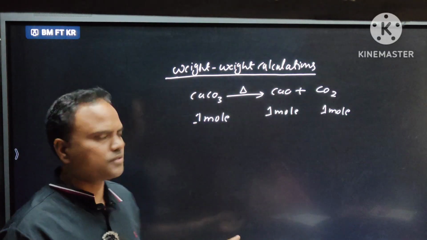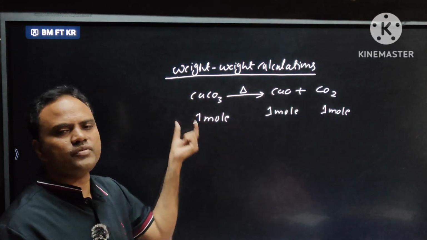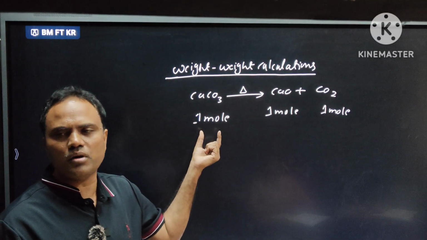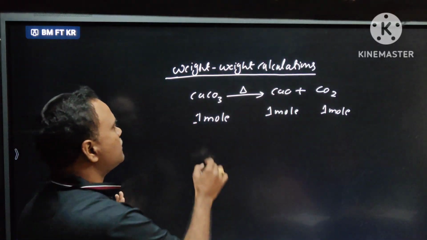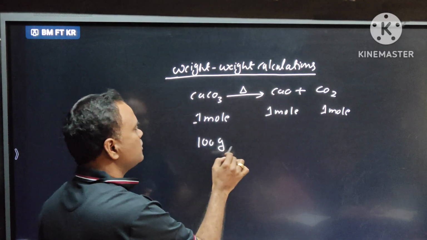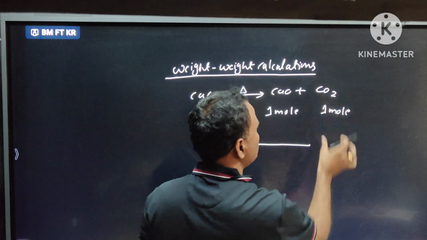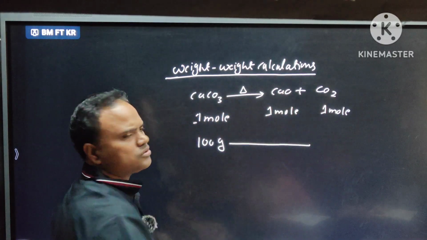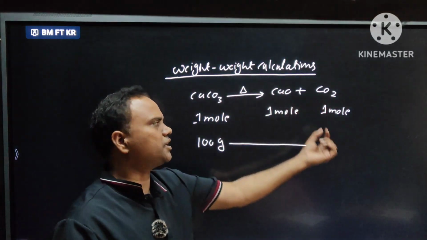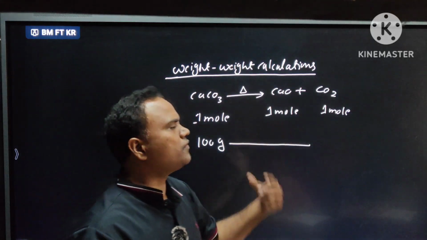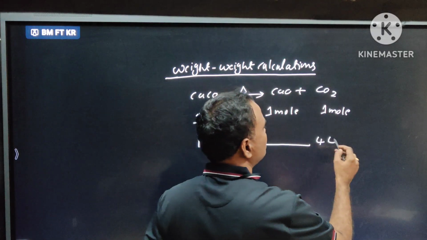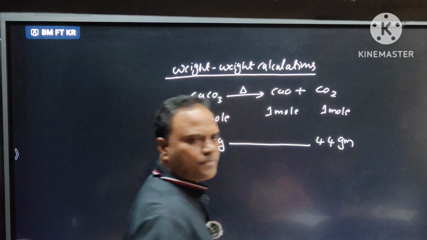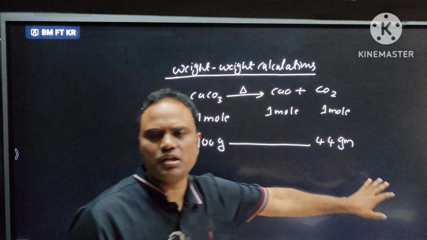Mole concept basics: 1 mole of any substance weight is equal to its gram molecular weight. That's why I said to learn the basics. 1 mole weight of CaCO3 is 100 grams. Let us take only one product. 1 mole of CO2 weight, what is its gram molecular weight? 44 grams. So this is the weight relation.